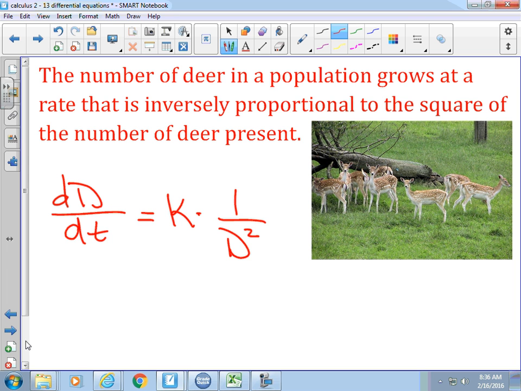So why do you? Because these aren't equal. If the rate were equal to 1 over d squared, they'd say the rate equals 1 over d squared. But they are inversely proportional, which means they are equal except for a constant. So if we see proportional, that means K times something. Or you could use a different letter if you don't like K.